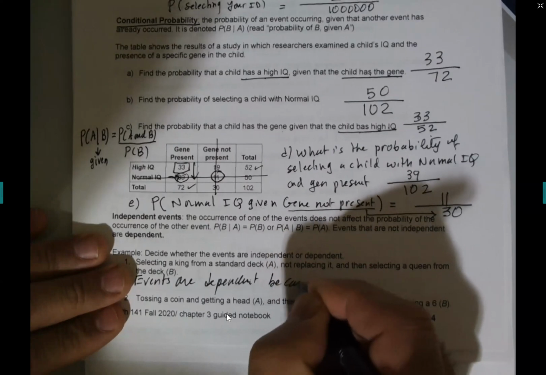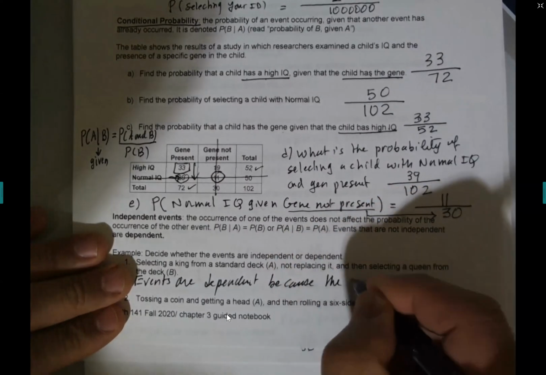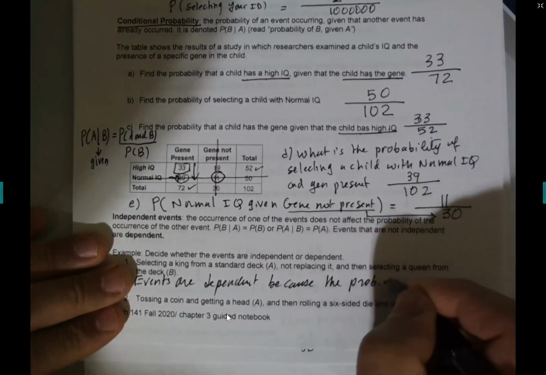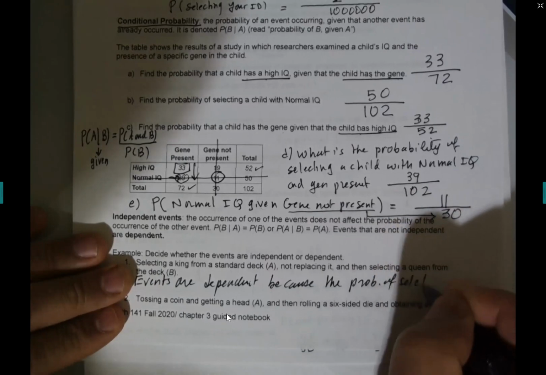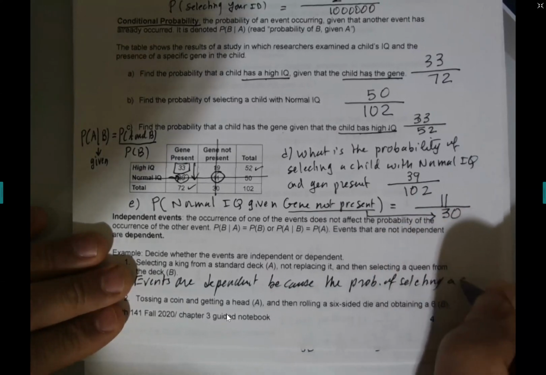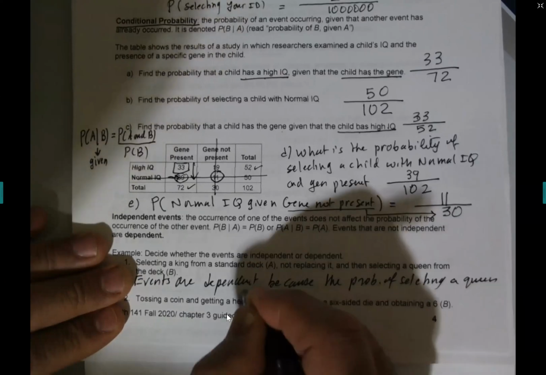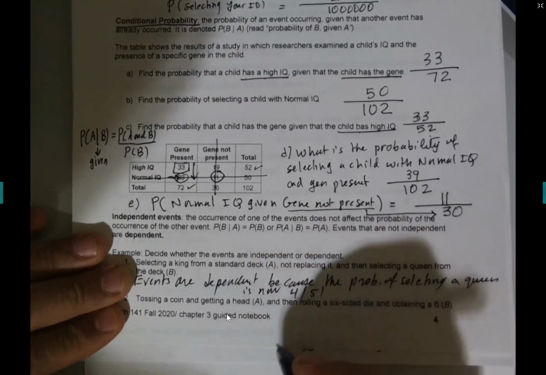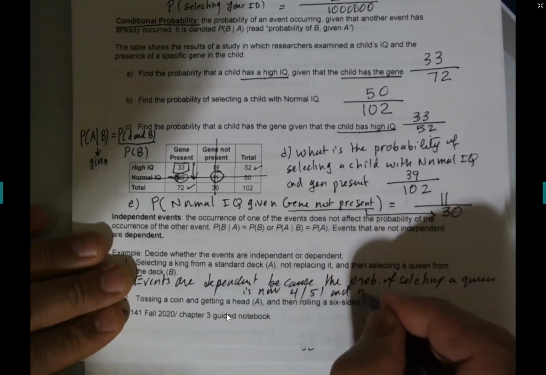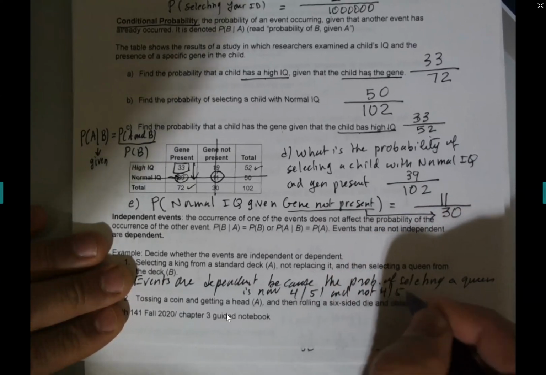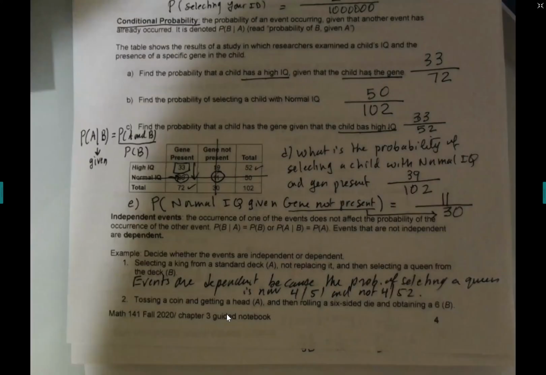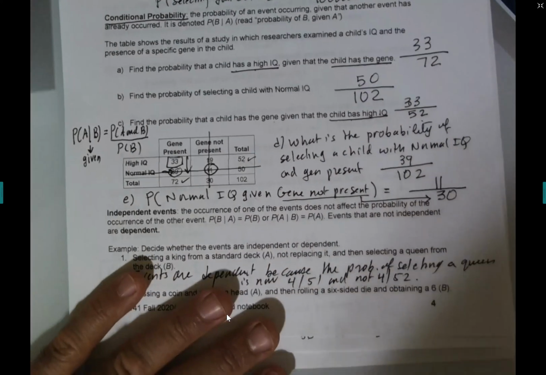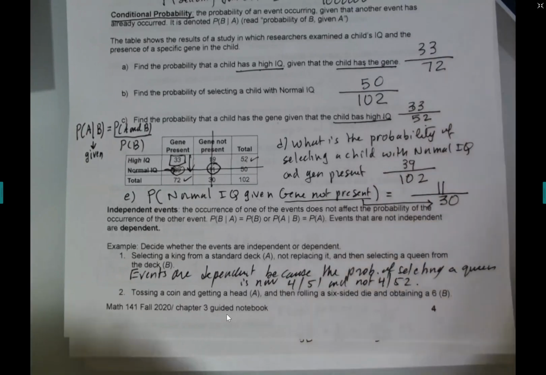because the probability of selecting a queen is now 4 out of 51 and not 4 out of 52. It should not change, but it changed, and that makes the events dependent. Okay, what about number 2, guys?